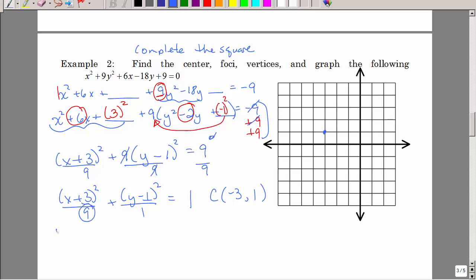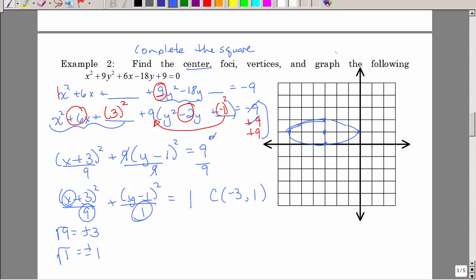I'm going to take the square root of 9, and since that's underneath x, I'm going to go side to side 3. Then I'm going to take that 1 right there, take the square root, and that's underneath y, so I'm going to go up and down 1 from my center, and then graph the best ellipse I can, which isn't great.